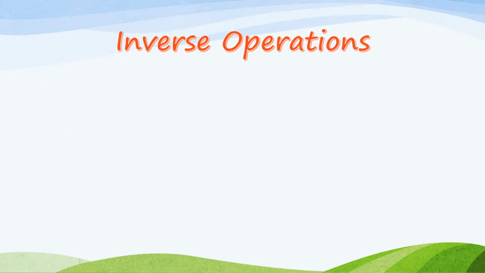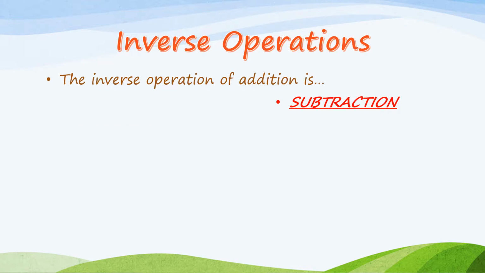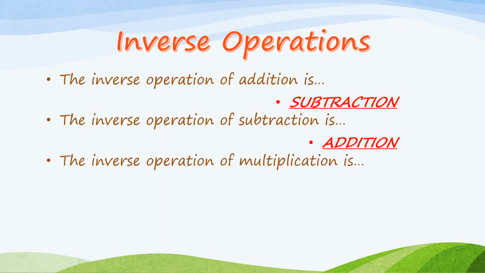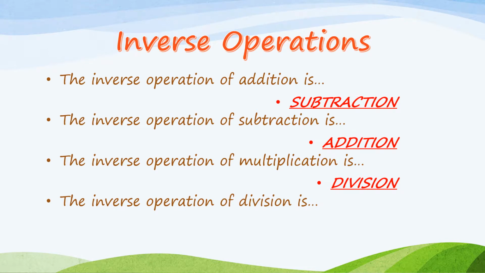Now let's look over the inverse operations of each type of operation you may see in an equation. The inverse operation of addition is subtraction. The inverse operation of subtraction is addition. The inverse operation of multiplication is division. And the inverse of division is multiplication.